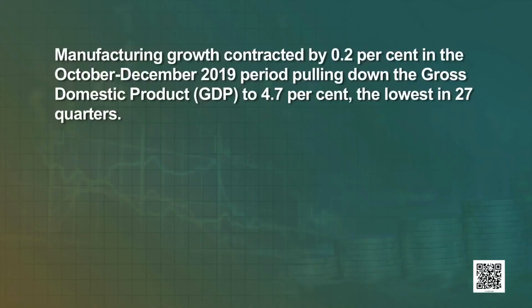Learners, reviving manufacturing has been one of the biggest challenges. Weak manufacturing growth decreased India's export potential, leading to lower employment generation. The pain in the manufacturing sector was visible all through the last fiscal year. Manufacturing growth contracted by 0.2% in the October-December 2019 period, pulling down the gross domestic product to 4.7%, the lowest in 27 quarters. Manufacturing was already struggling, but the COVID-19 pandemic brought it to a standstill.